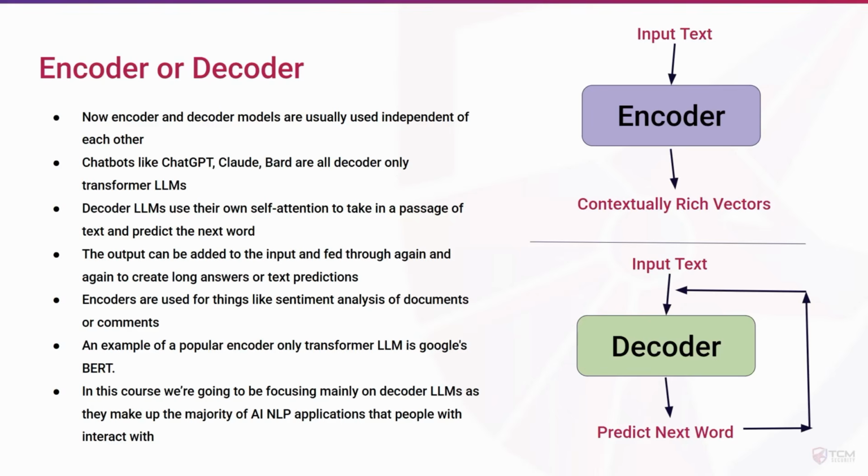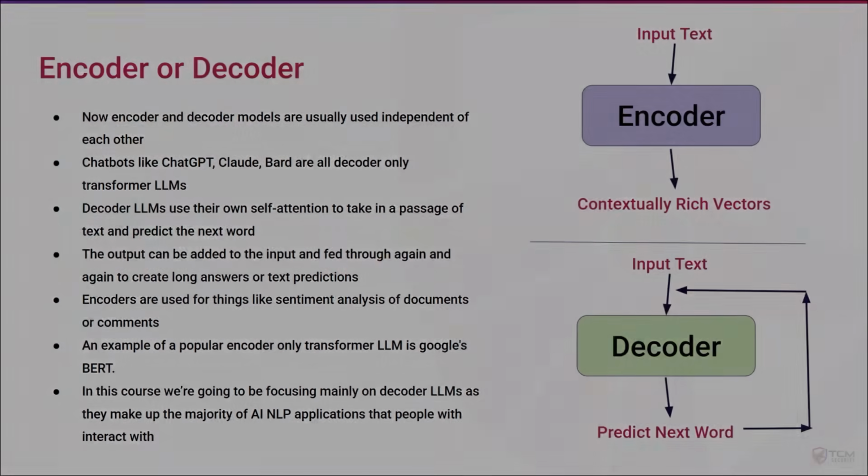So in this course, though, we're going to be focusing mainly on decoder LLMs, as this is what makes up the majority of AI NLP applications that people are actually interacting with, and in my opinion, are really important to know about. So that's going to wrap up this lesson here. I'll see you over in the next one, where we pick up from here and start talking more specifically about the actual architecture of a decoder transformer LLM.